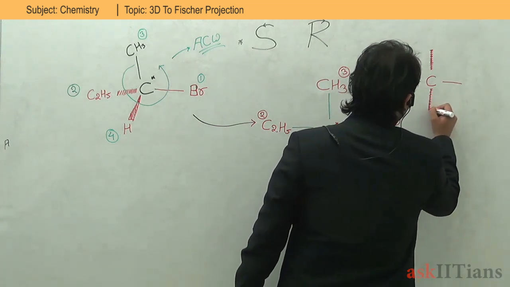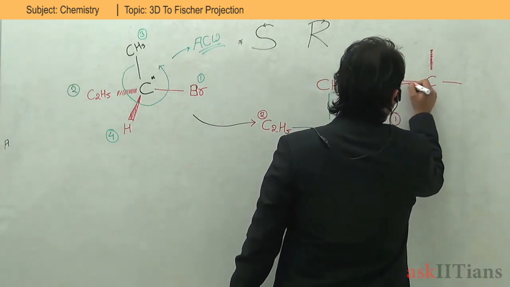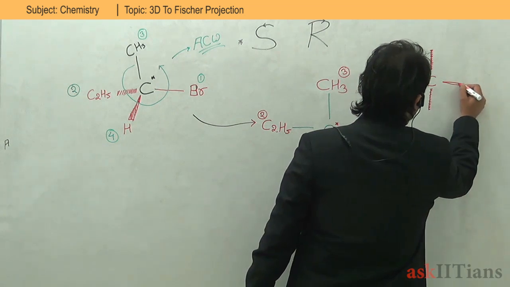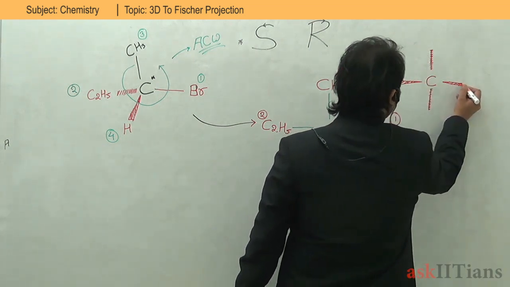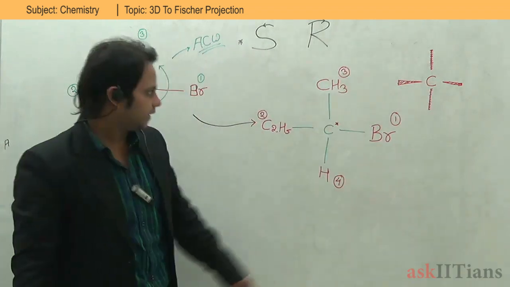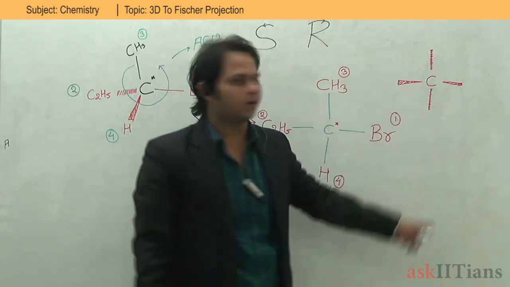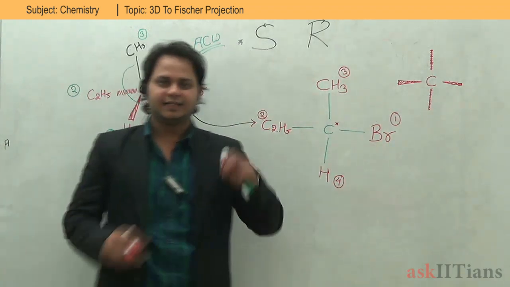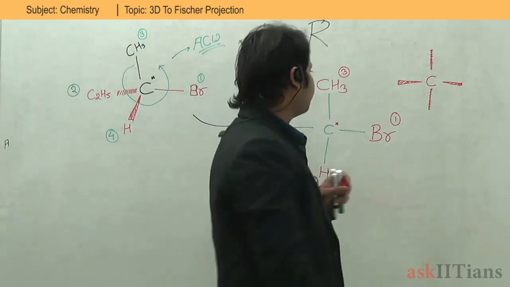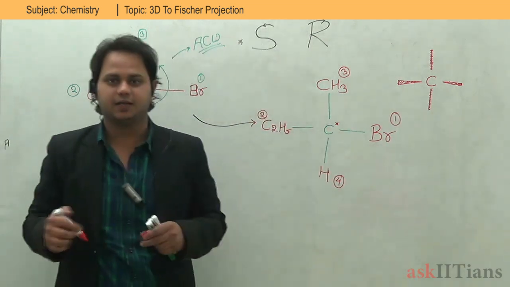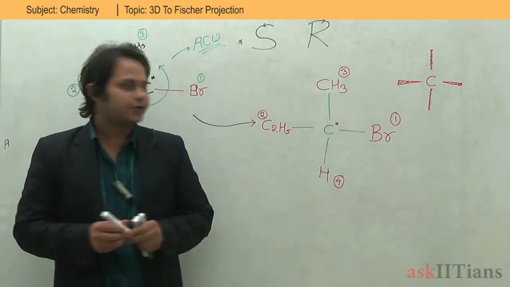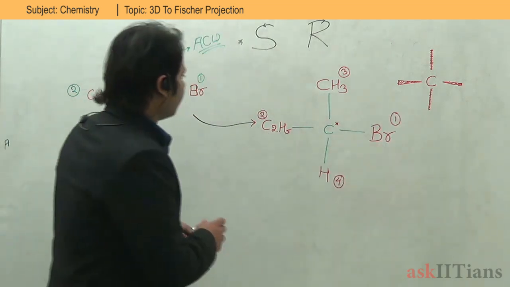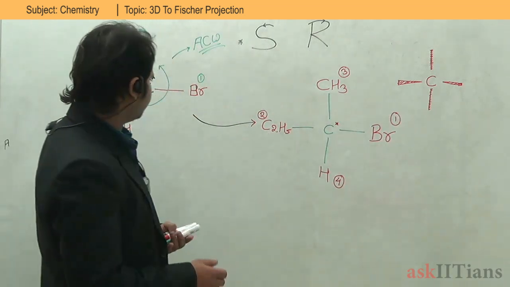And whichever bond I put in the horizontal position, they basically look like they are coming outside the plane. So they are the wedge formation. So remember this structure: for the Fischer projection, whatever bond comes in the vertical position is going inside the plane, and whatever bond comes outside the plane is represented in the horizontal position. So you need to remember this.